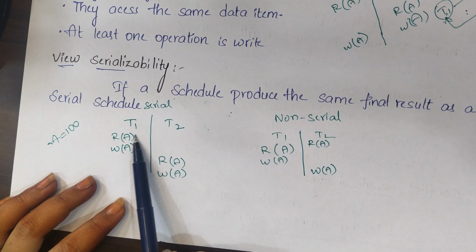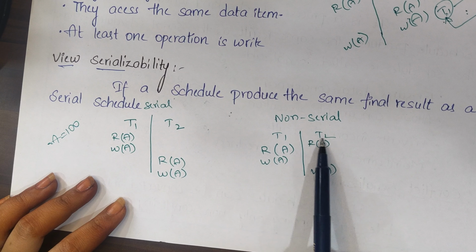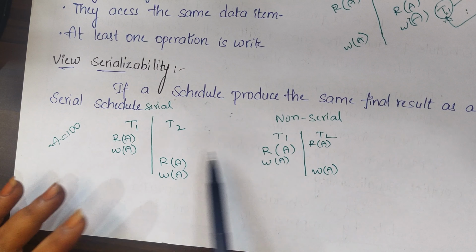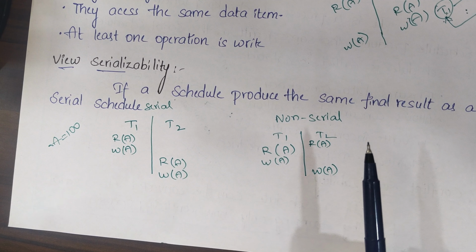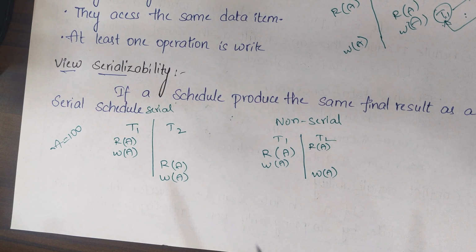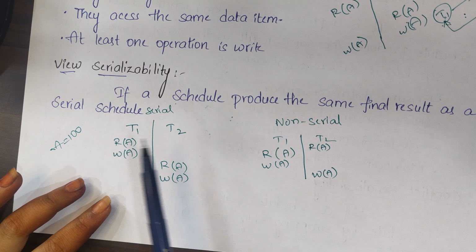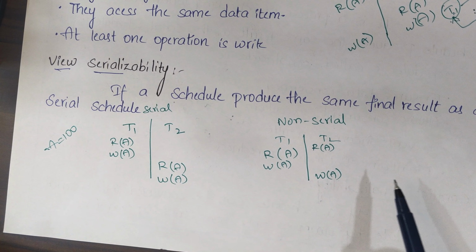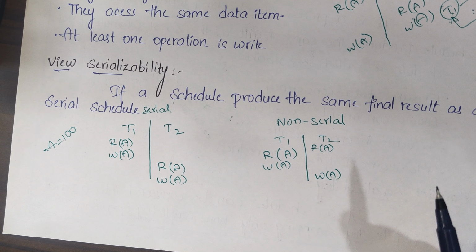Here we are reading A from transaction 1. Here we are reading A from transaction 2. By this we can say that it is not serializable. The first condition says both the schedules should read the same operation of the same transaction only. Here we are reading from separate transactions, right? So it can be said that it cannot be view serializable.